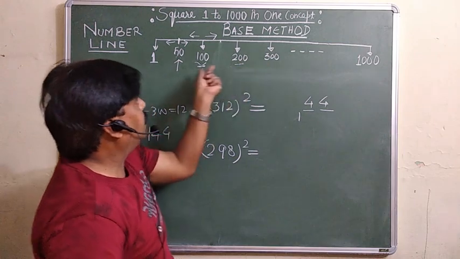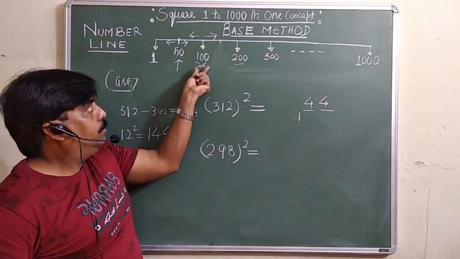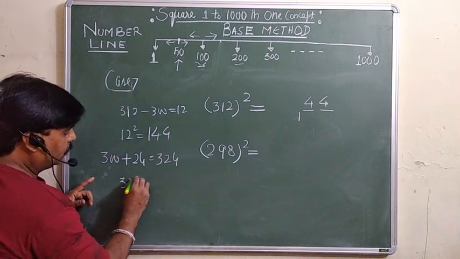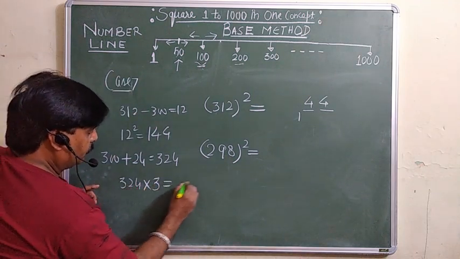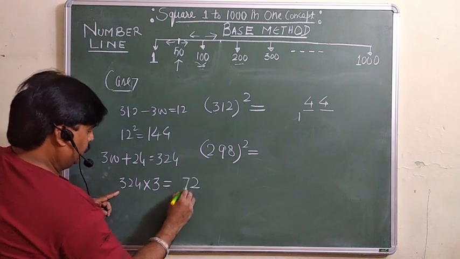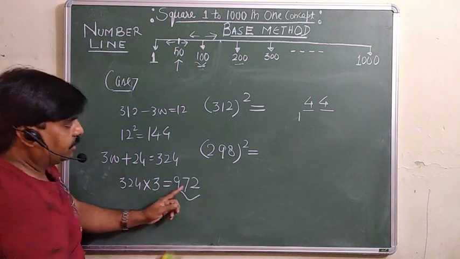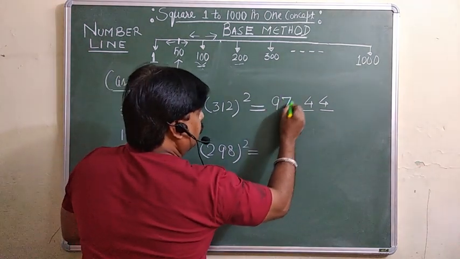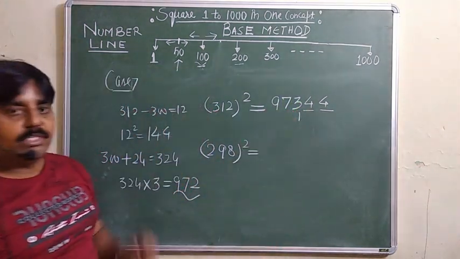And this 300 is 3 times of 100, because the actual base is this one. These are sub bases. So you must do the 3 times of this one. 3 times 324 is 972. But 1 is carry. So this carry will be added, so 973. And 44 is the square of this number.